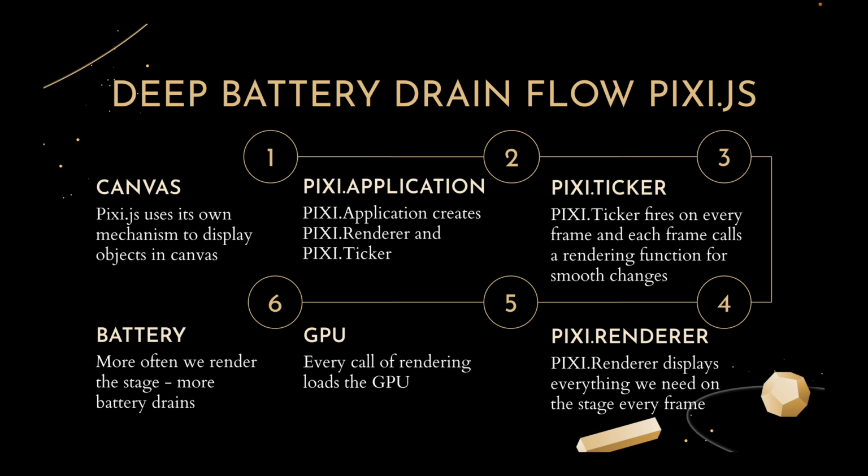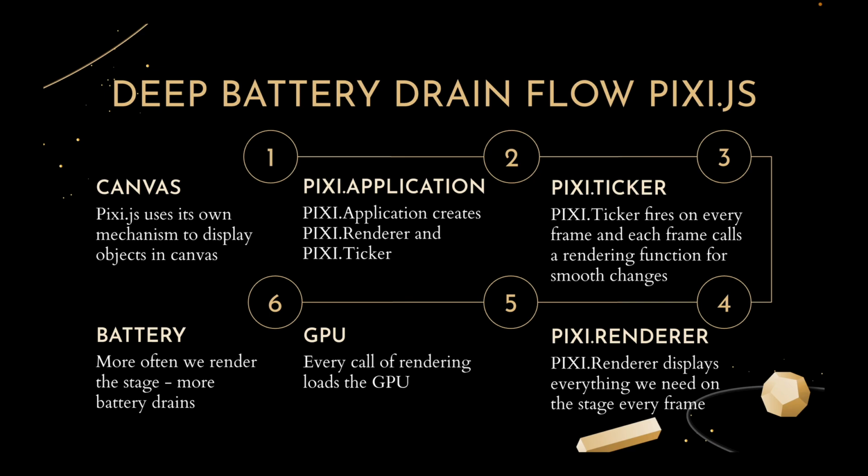It uses requestAnimationFrame inside, and each frame it calls a function of rendering to show a current state of the stage. So the PIXI.Renderer is used for displaying the stage. For example, we created a card game on Pixi.js, and if I stop the Pixi.Ticker in the middle of the game, the stage will be frozen, nothing will be changed whatever I do, because ticker doesn't call the stage rendering function. The rendering, displaying everything we need on the stage every frame, needs a lot of resources.